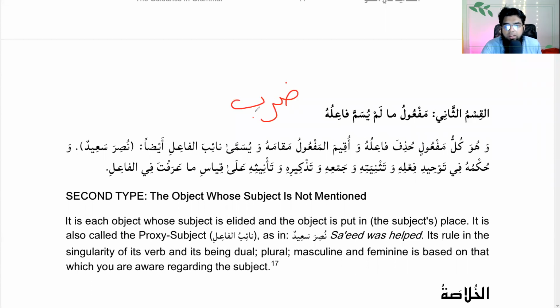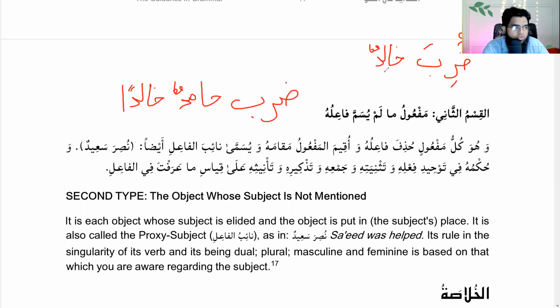Daraba. I use Daraba. They use Nasra, I guess. But whatever. Daraba Hamidun, they don't like hitting, so they changed all Daraba to Nasra. Daraba Hamidun Khalidan. Hamid hit Khalid. Now, I just want to say Khalid was hit. So I say Duriba. I change this to passive, right? Duriba, give a Dhamma and the second last letter gets a Kasra. Duriba Khalidun. So this is called Naaib Faail or Maful Malam Yusama Failu. Just a long name, yeah.